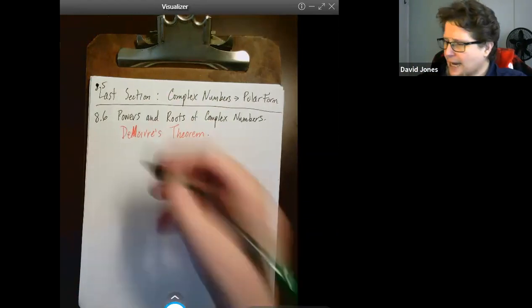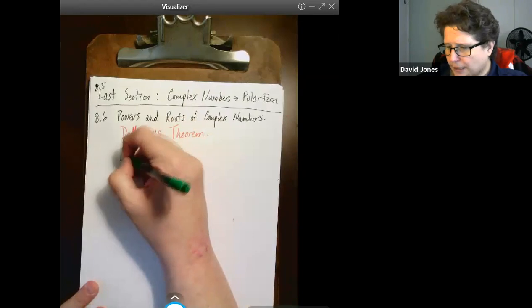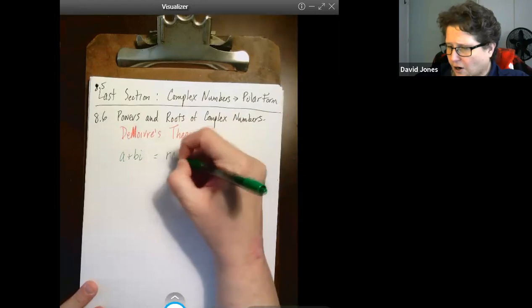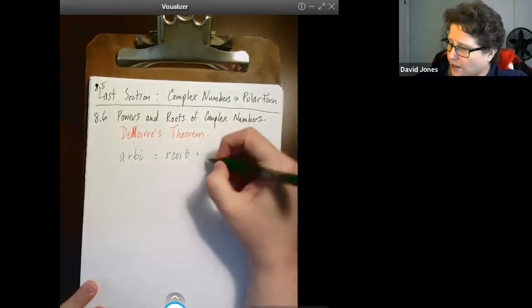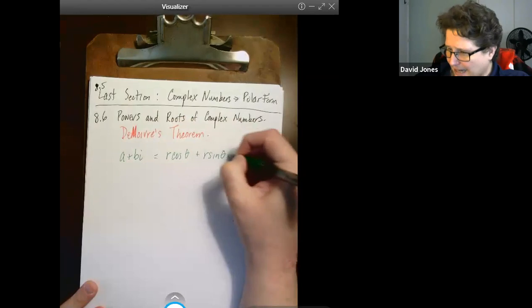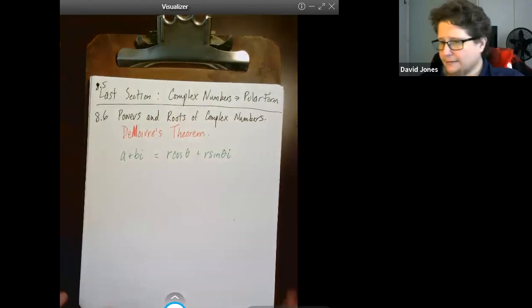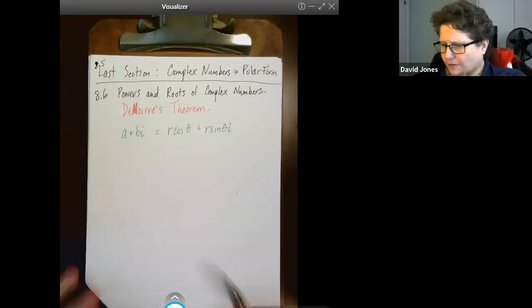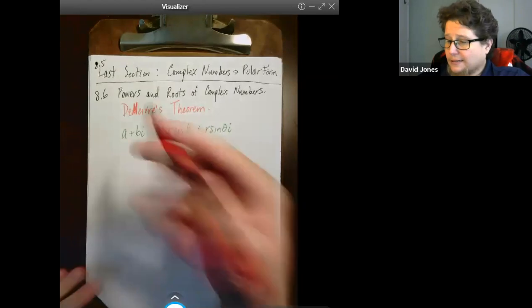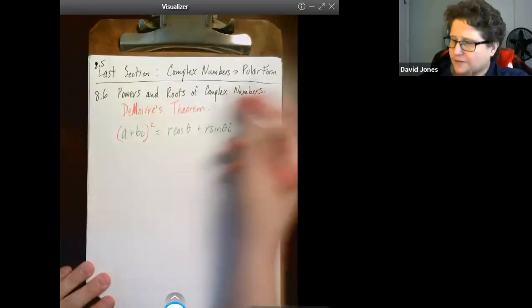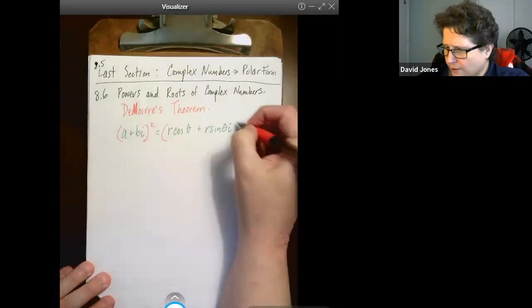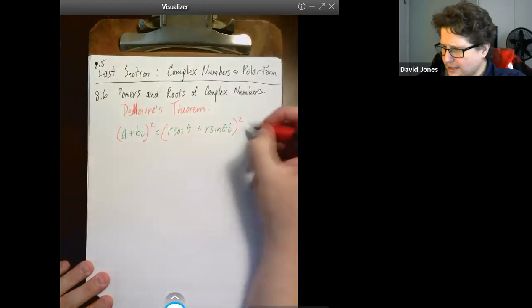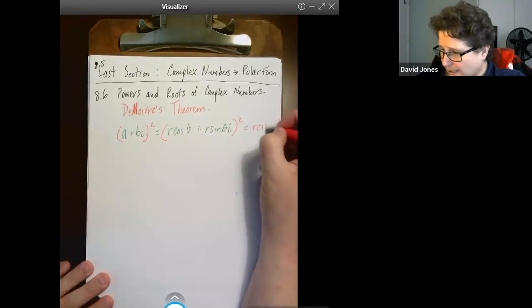So recall we had something like a plus bi, and we could write that as r cosine theta plus r sine theta i. Okay, that's what we did before. What happens if we add an exponent to this? What if I square this? Like it says, powers of complex numbers. Let's square this side. And what happens here? So this is really r cis theta squared.